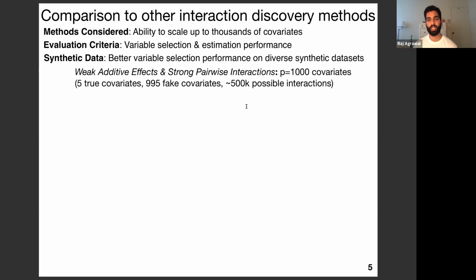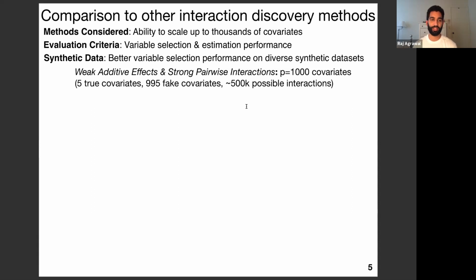So we consider a particular example where there are a total of 1,000 covariates, where 5 of the covariates actually influence the response in either additive effects or interaction effects. And the remaining 995 covariates have no influence on the response. And this is a pretty high dimensional problem because we only have n equals 1,000 total data points and 500,000 possible interactions.